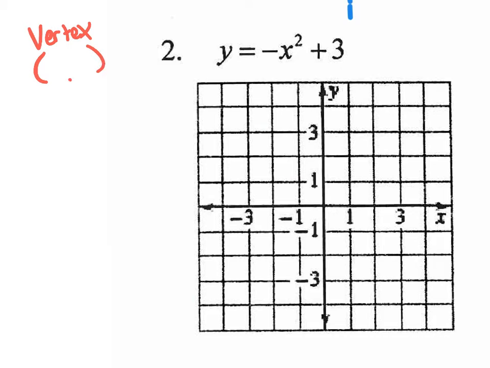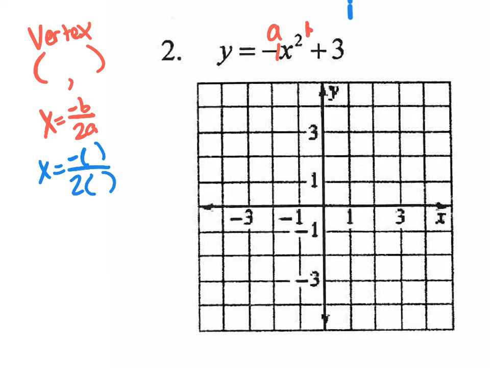How do you find the vertex? It's really a coordinate, and you're going to use the formula x equals negative b over 2a. How do you use that? You use it by replacing the b and the a with parentheses instead of the letters. And then you identify your a value, which is what? Negative 1. Your b value, which is what? There is no b value, it's 0, and your c value is 3.